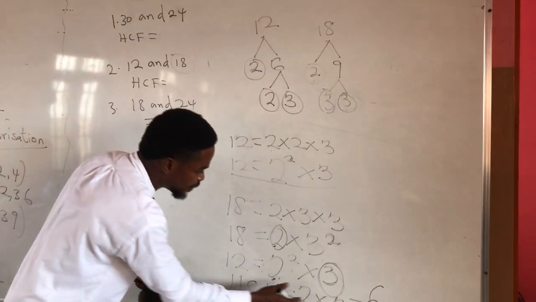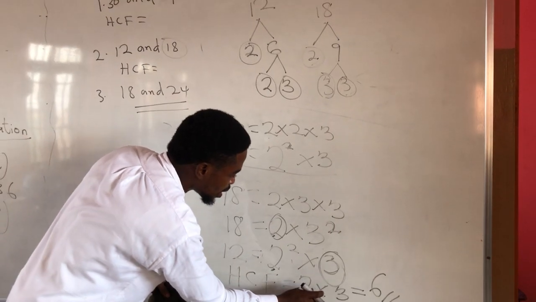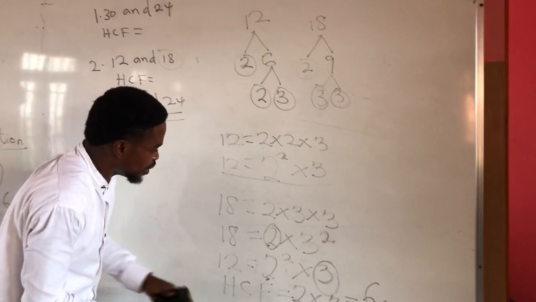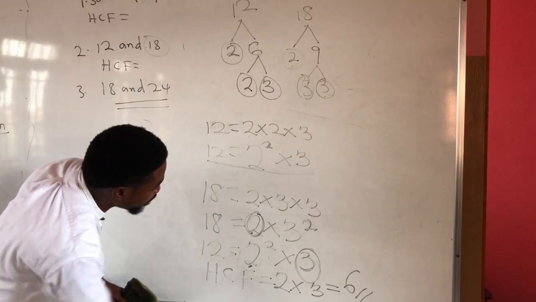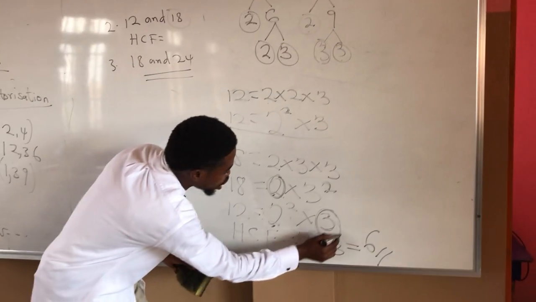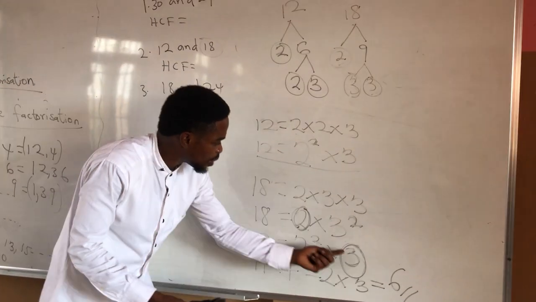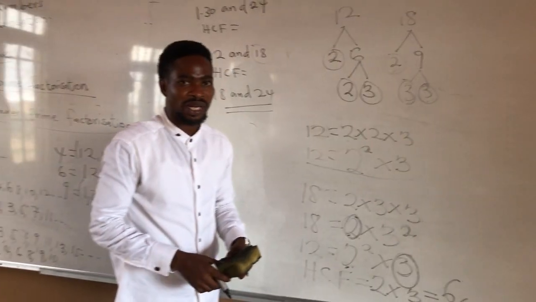My HCF is 2 times 3, which will give me 6. Remember, I took the lowest power here, and I also took the lowest power here. The one that does not carry what? The powers. I hope you understand.